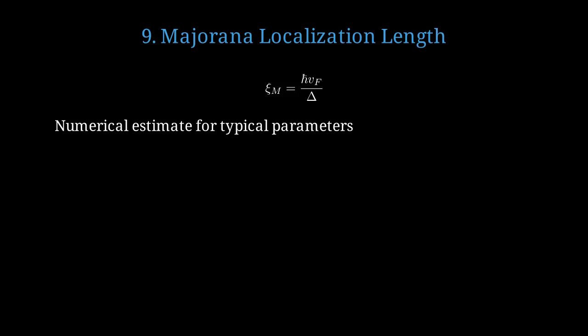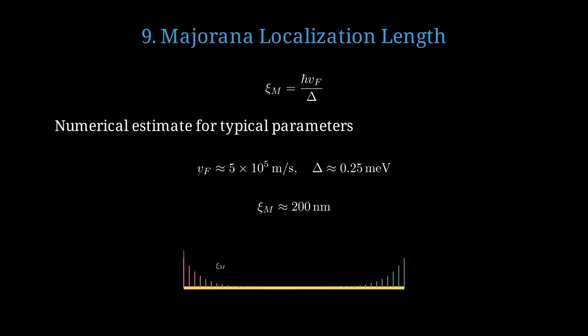A crucial parameter is the localization length, which determines how far the Majorana mode extends into the nanowire. The Majorana localization length ξM equals ħ times Fermi velocity divided by the superconducting gap Δ. Let's calculate a typical value using realistic parameters. With Fermi velocity around 5 times 10 to the 5 meters per second and gap 0.25 millielectron volts, this gives a localization length of approximately 200 nanometers, much smaller than the typical nanowire length. The Majorana wave function decays exponentially from each end over the localization length ξM, shown here by the decreasing bar heights.